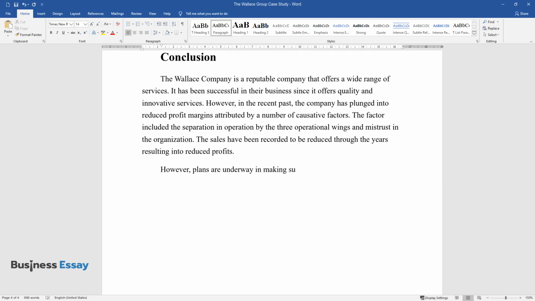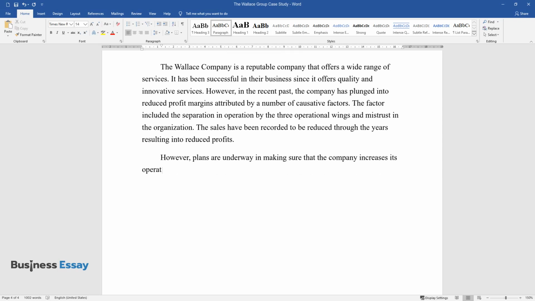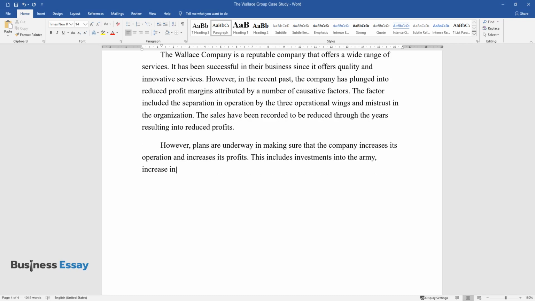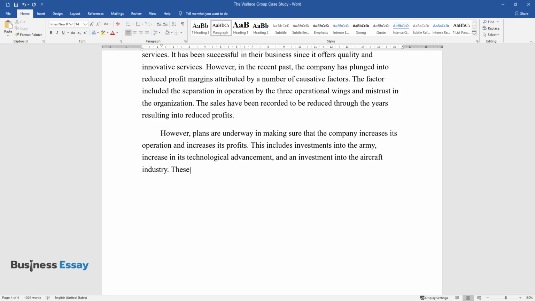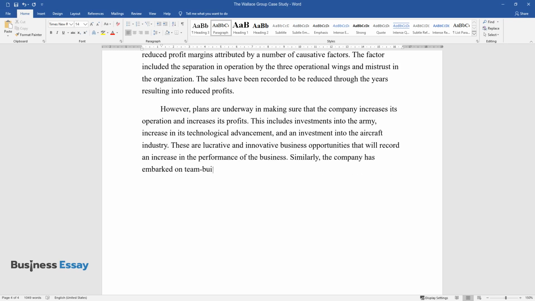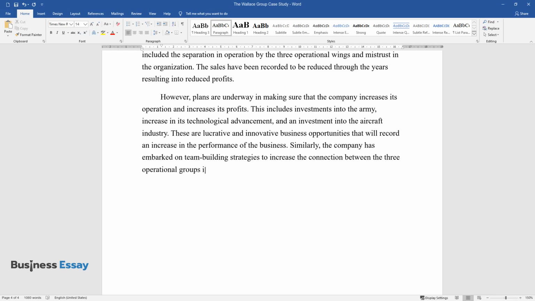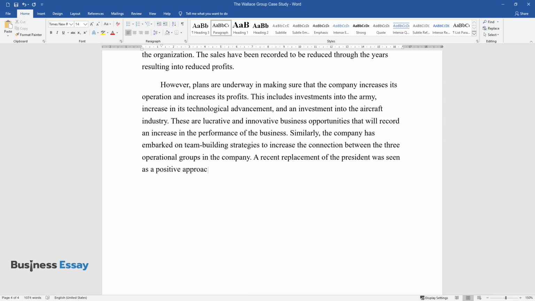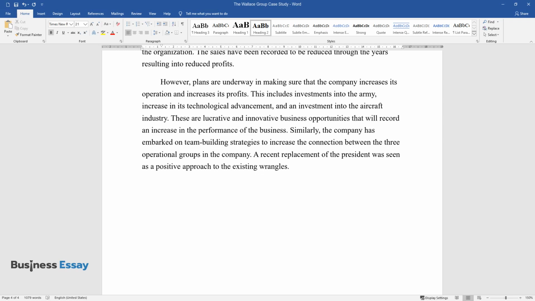However, plans are underway in making sure that the company increases its operation and increases its profits. This includes investments into the Army, increase in its technological advancement, and an investment into the aircraft industry. These are lucrative and innovative business opportunities that will record an increase in the performance of the business. Similarly, the company has embarked on team-building strategies to increase the connection between the three operational groups in the company. A recent replacement of the president was seen as a positive approach to the existing wrangles.